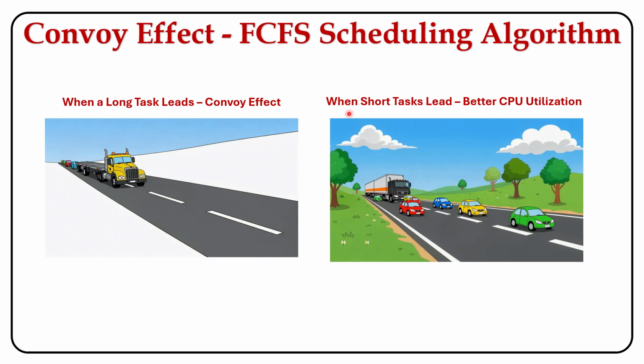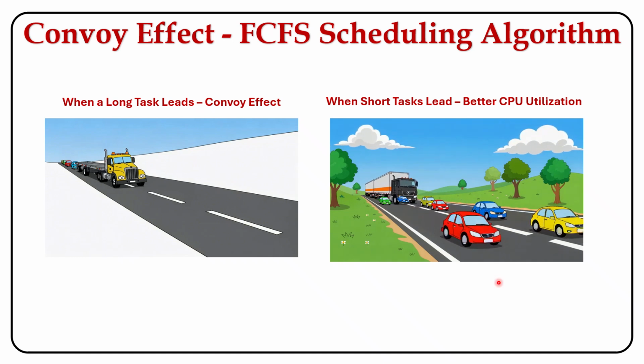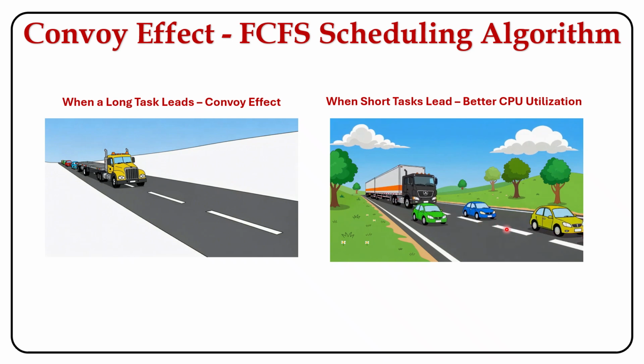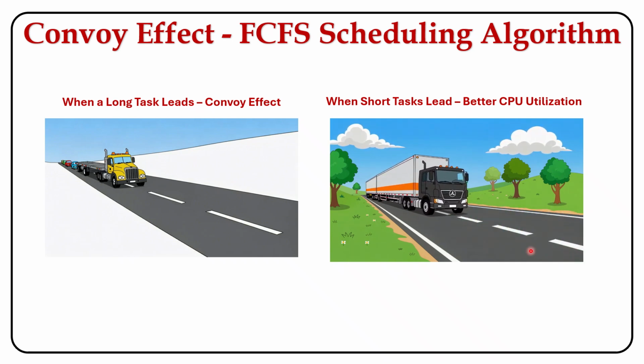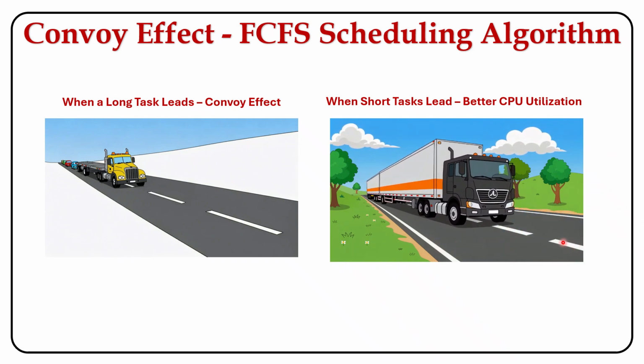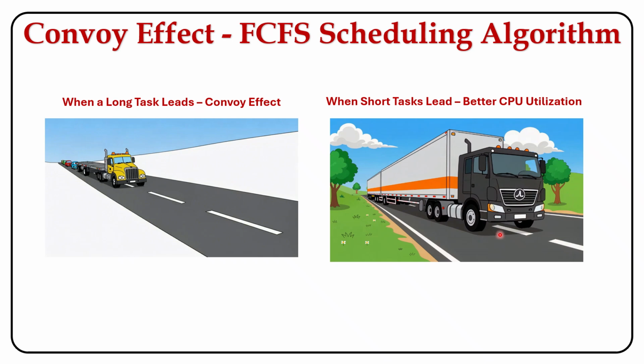The next example is when a short task leads to better CPU utilization. Yes, when small and fast vehicles move first, they quickly clear the road, allowing the large truck behind them to move without delay. Similarly, in CPU scheduling, if shorter processes are given a chance to run first, the waiting time for all the processes is reduced and the system becomes faster and more efficient.